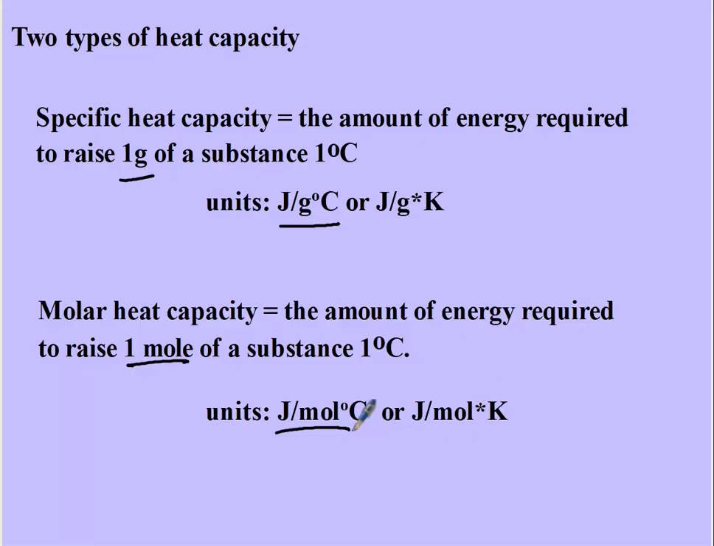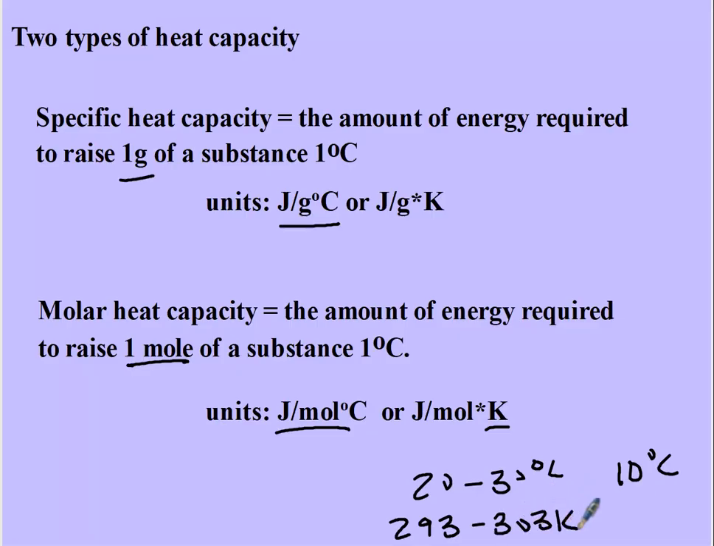Remember that your change in temp in Celsius and Kelvin are going to be interchangeable. Because if we go from 20 to 30 degrees Celsius, that's a change of 10 degrees Celsius. While if we went from 293 to 303 Kelvin, that's also a 10 Kelvin difference.